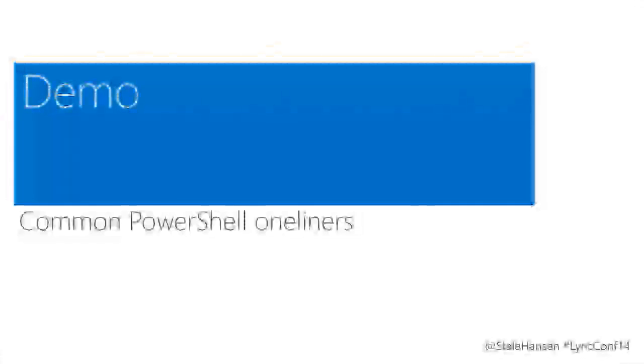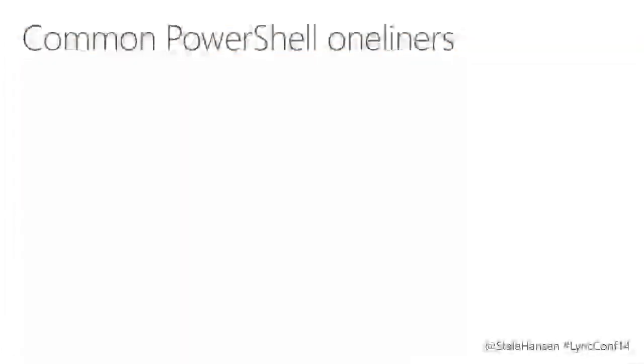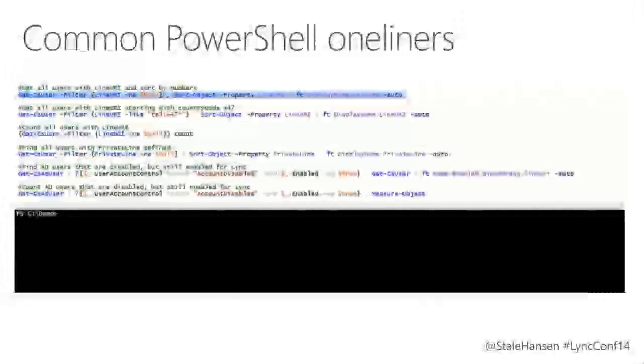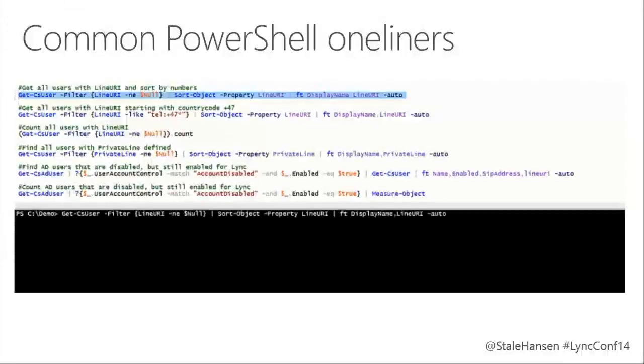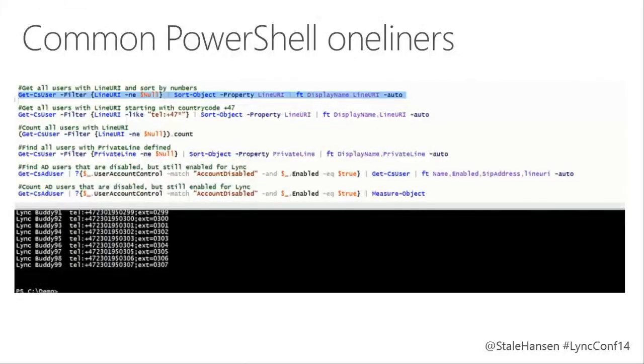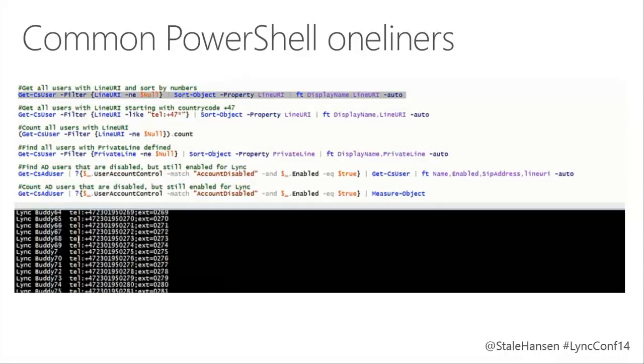So I wanted to go through some common PowerShell one-liners. These are one-liners I usually use when deploying. So yeah, I guess you see it quite well. You can do Get-CsUser. We saw it earlier today as well, where you can use the filter parameter and filter on whatever you want.